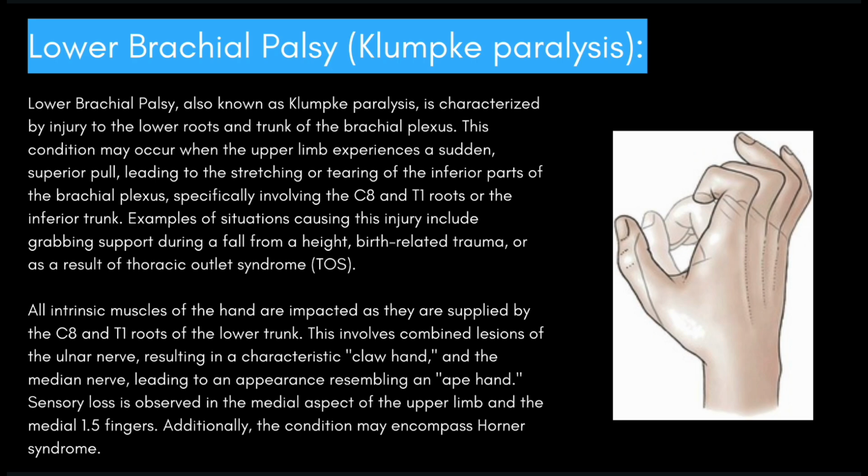All intrinsic muscles of the hand are impacted as they are supplied by the C8 and T1 roots of the lower trunk. This involves combined lesions of the ulnar nerve, resulting in a characteristic claw hand, and the median nerve, leading to an appearance resembling an ape hand. Sensory loss is observed in the medial aspect of the upper limb and the medial 1.5 fingers. Additionally, the condition may encompass Horner syndrome.